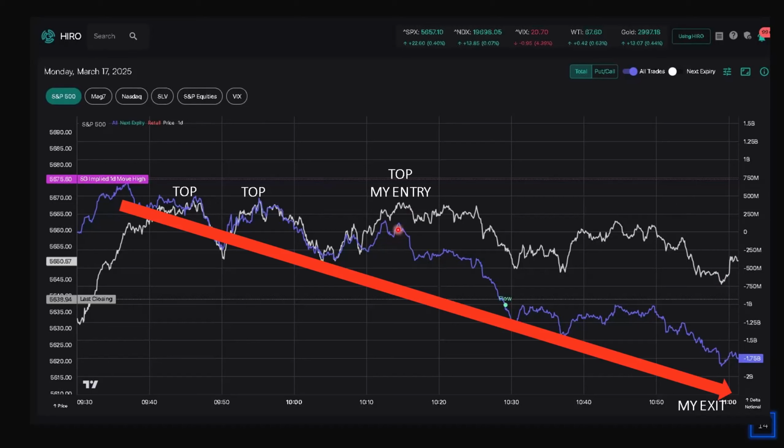Like I said, I do use the Hero and the trace tools because they can develop targets and show you some things.